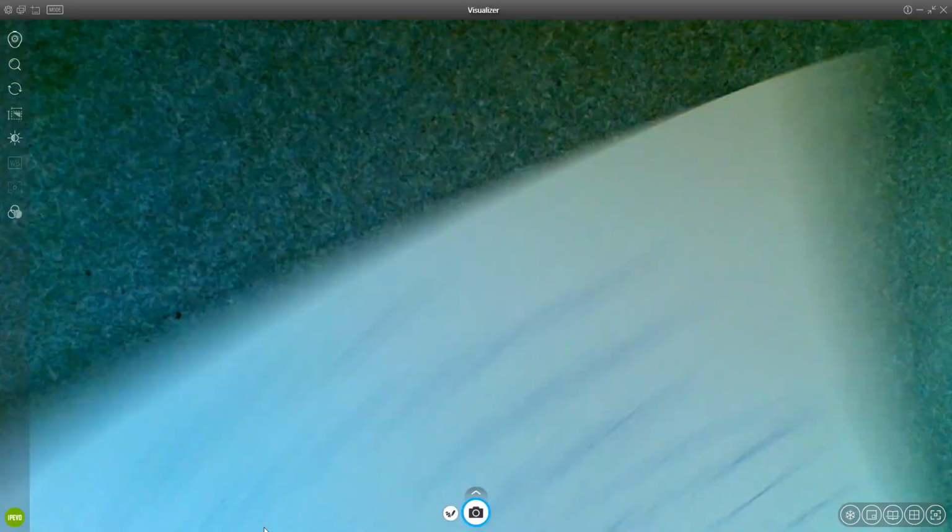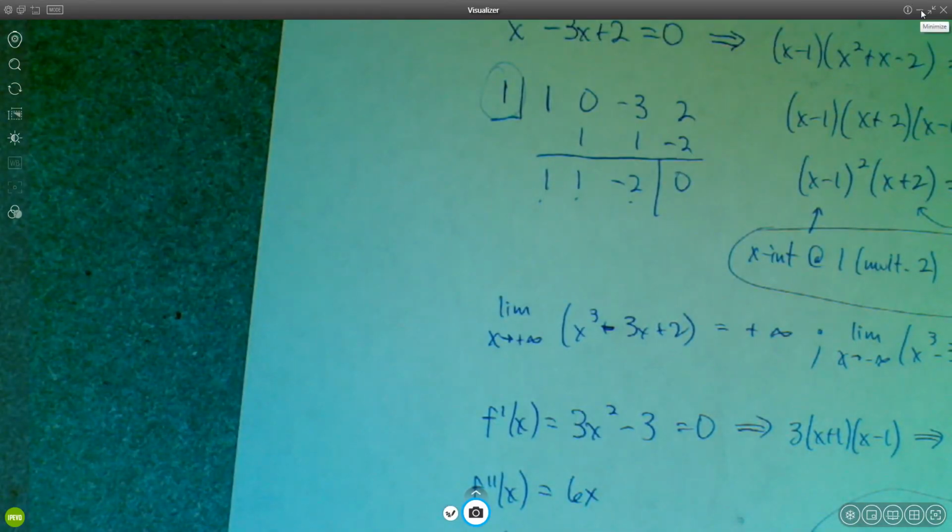Anyway, so that's that. We'll do some more of this graphing in the next section as well.